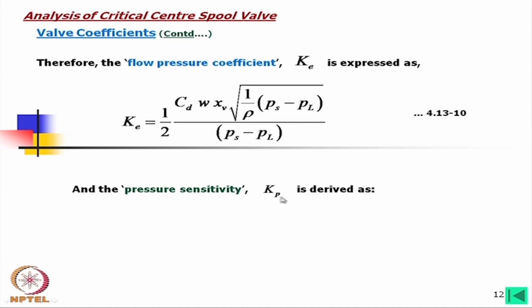And the pressure sensitivity Kp is derived as nothing but Kq by Kc. So, if you equate these equations 9 and 10, you will arrive at these equations. This we have considered for 0 leakages. Okay.